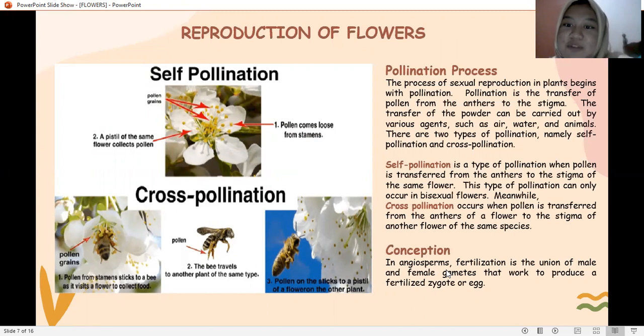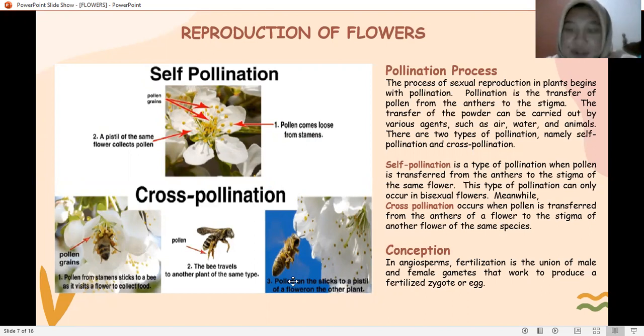The transfer of the pollen can be carried out by various agents such as air, water, and animals. There are two types of pollination, namely self-pollination and cross-pollination. Self-pollination is a type of pollination when pollen is transferred from the anthers to the stigma of the same flower. This type of pollination can only occur in bisexual flowers.